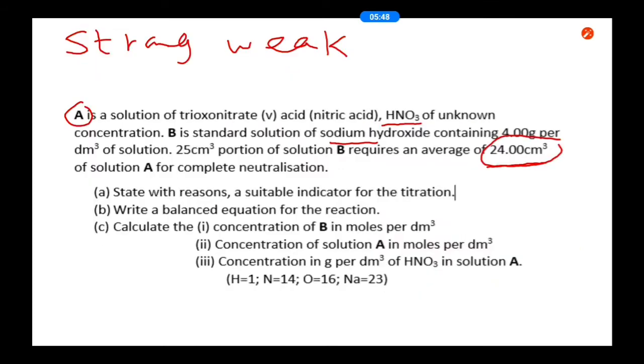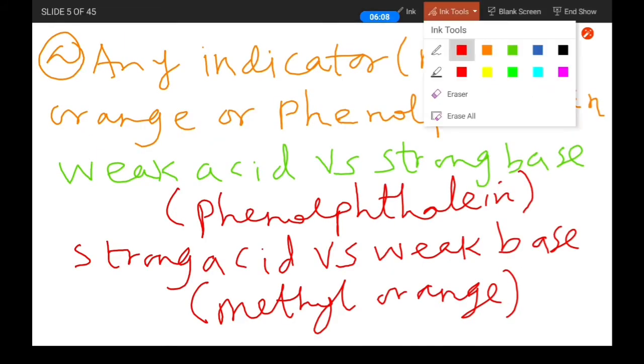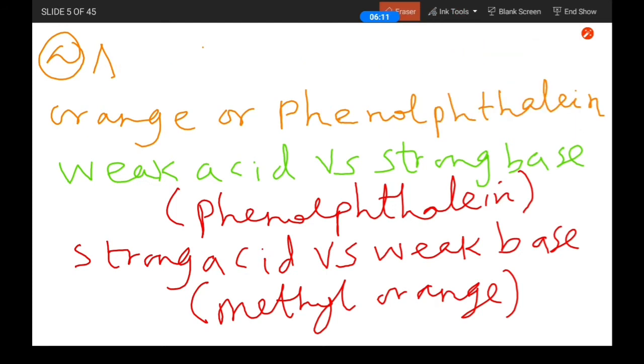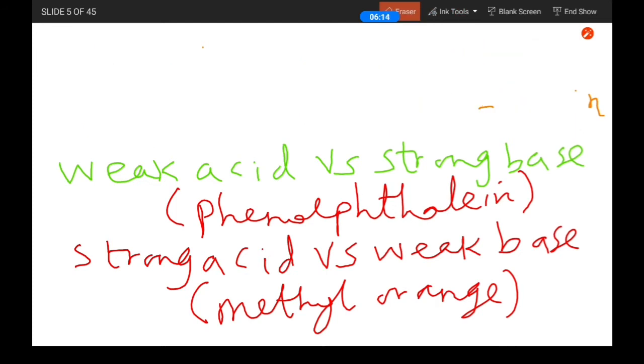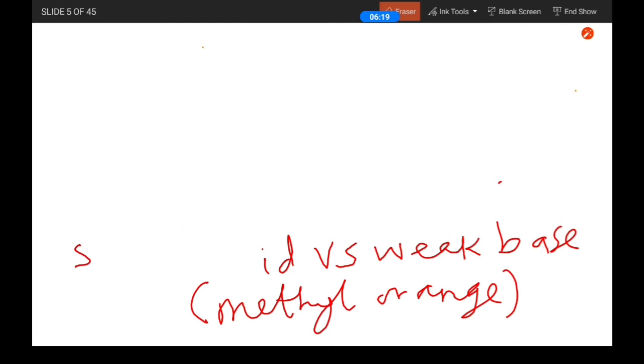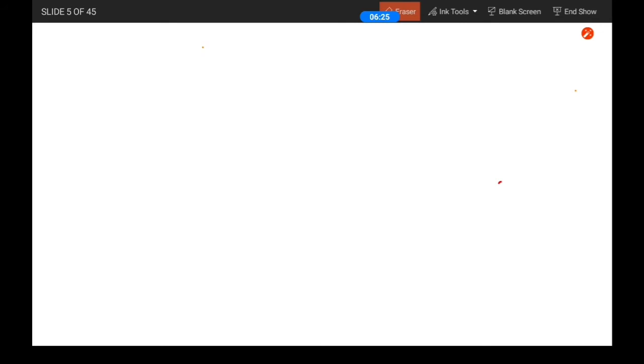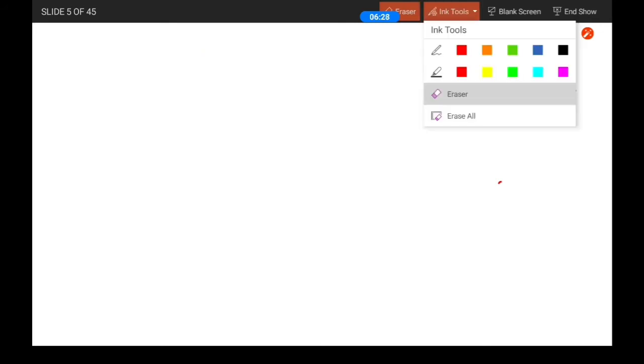Now let's see what we have for question 2. Question 2 says, write a balanced equation for the reaction. And the reaction is between HNO3 and sodium hydroxide. So we have to write the balanced equation for that. So let's erase this so that we can move on from there. So we have to write a balanced equation for that, right? Okay, good. So let's see what we have there. Now, HNO3 is the acid, while NaOH is the base. Good. So let's continue from there.